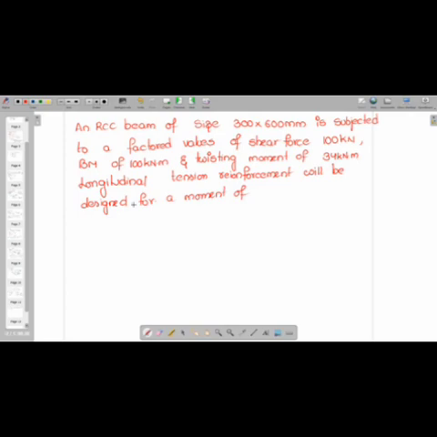Okay, let me explain. Sir, what is the torsional moment here? Moment due to torsion. What is the moment due to torsion, Amma? The moment due to torsion is given by Tu into (1 + d/b) upon 1.7.